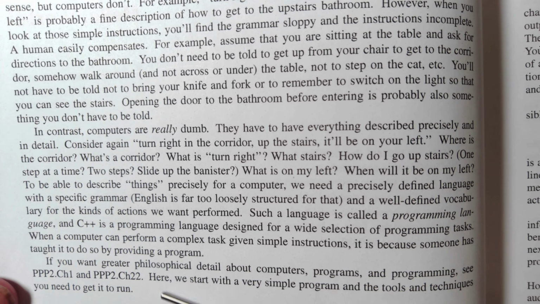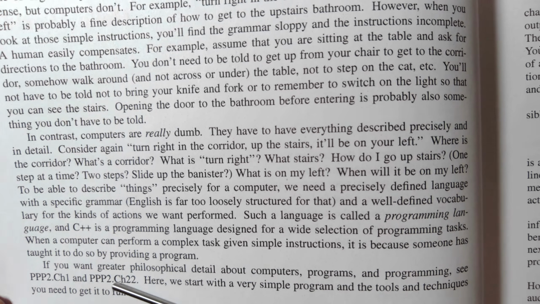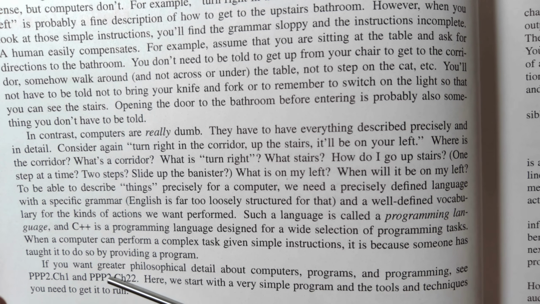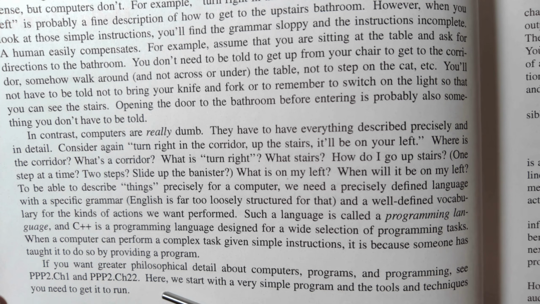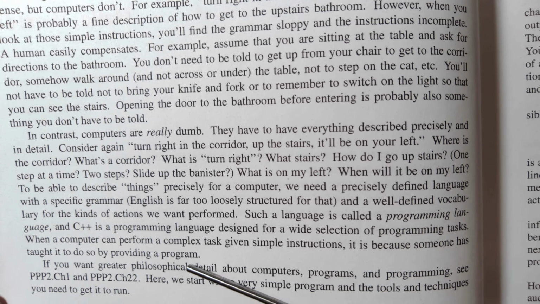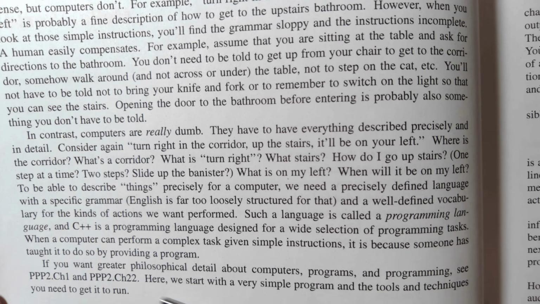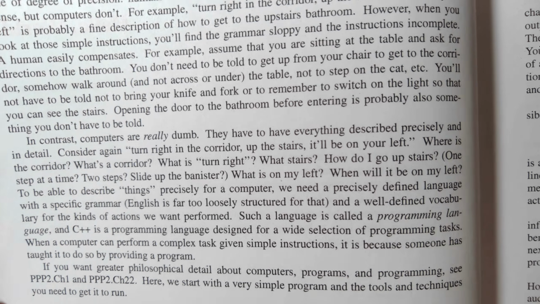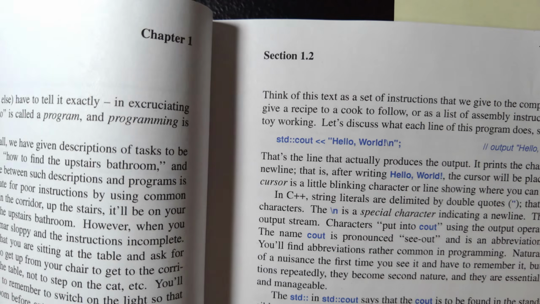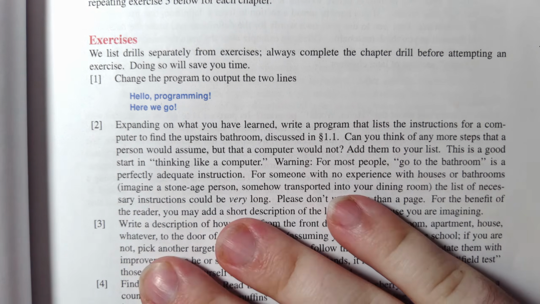If you want a greater philosophical detail about computers, programs, and programming, see PPP2.chapter 1 and PPP2.chapter 22. You can find those on www.strauchdub.com. Here we start with a very simple program and the tools and techniques you need to get it to run. So that's section 1.1. And then we have our exercise.